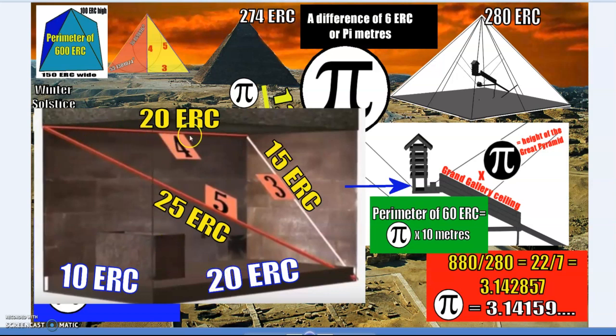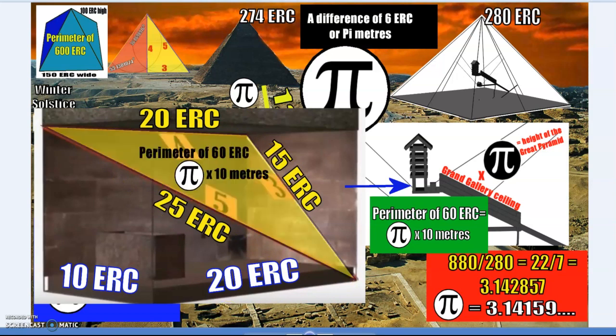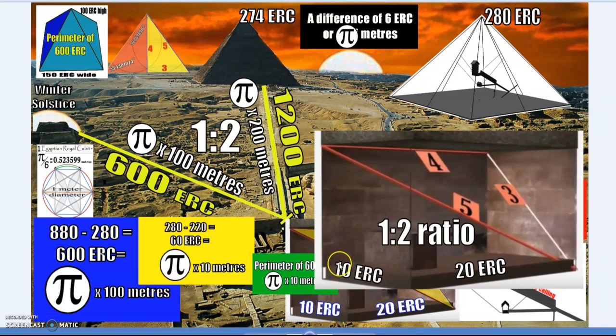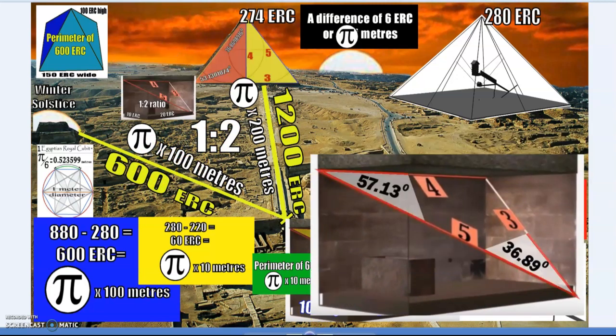So the 4 is equal to the length of it, therefore that's 25 and 15. 20 plus 15 plus 25 gives us 60 Egyptian real cubits again. Consider that. Now, so therefore it's 20 long and it's 10 wide, therefore it's a 2-to-1 ratio. 2 to 1 or 1 to 2. Again, this is how they've done it.